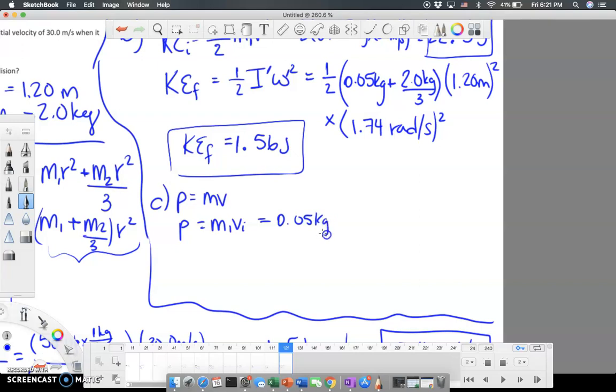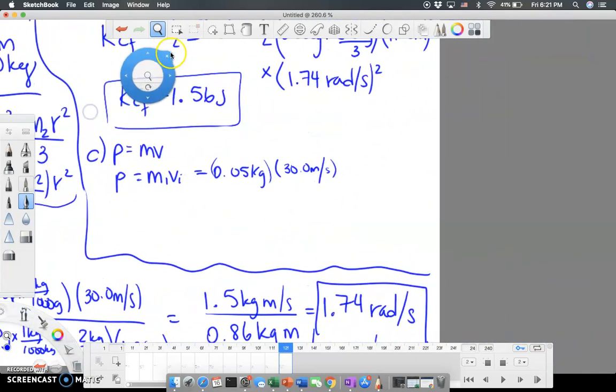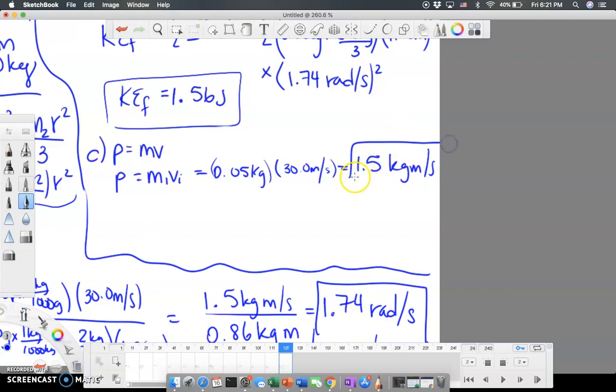So that's going to be 0.05 kilograms times our velocity, which was 30 meters per second, I believe. Let me double check that. Yes. Okay, so we can go ahead and get that. And that gives me 1.5 kilogram meters per second. So this is my initial linear momentum.